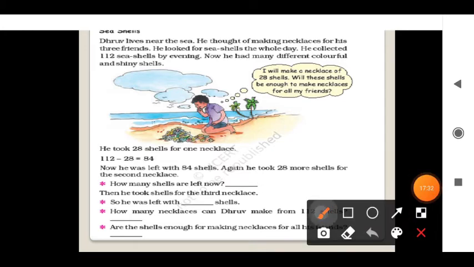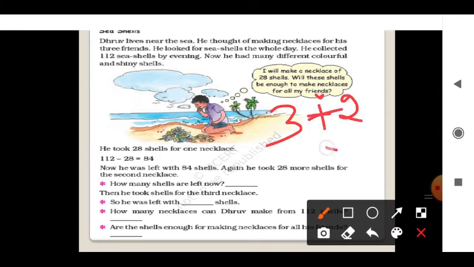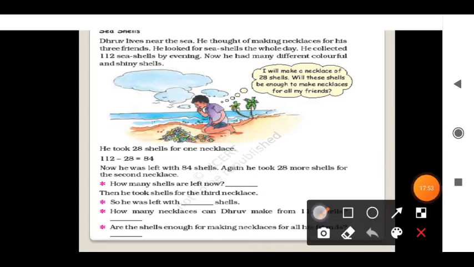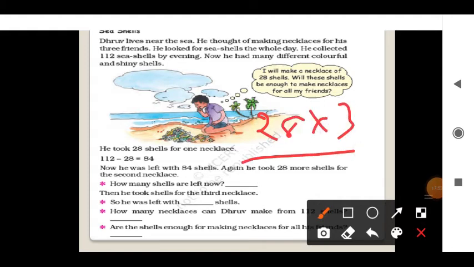See, how many shells does he have? 112. How many friends does he have? 3 friends, and he makes a necklace for each. How many shells does he use? He uses 28 for one. But he has 3 friends, so how much does he need? Here, if you multiply 28 by 3, you will get the answer.